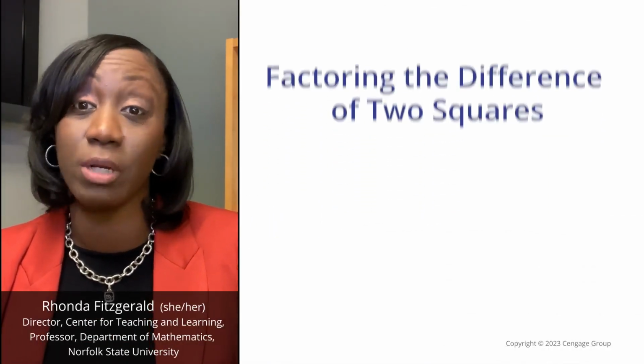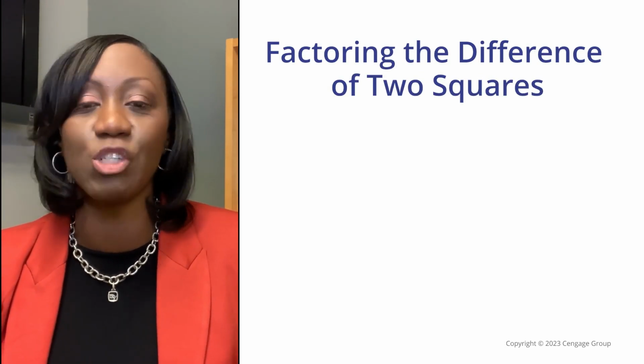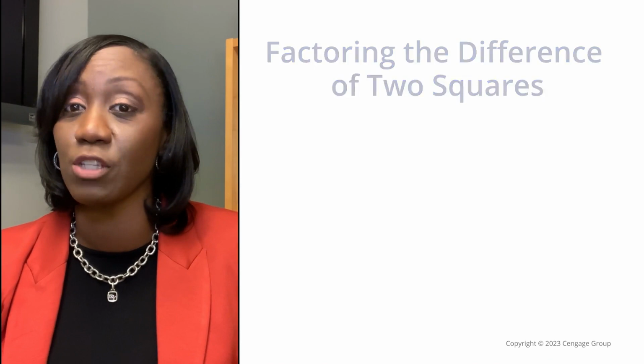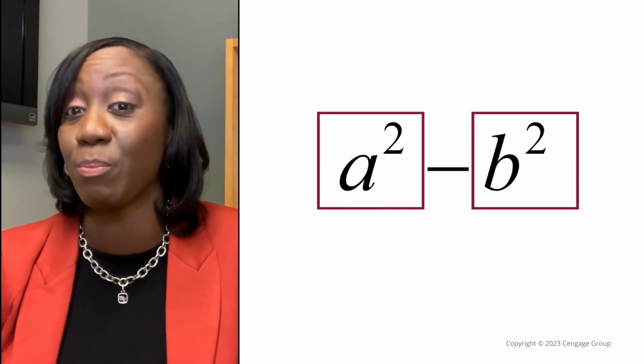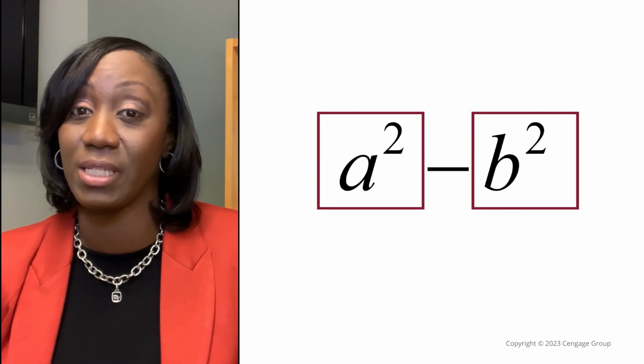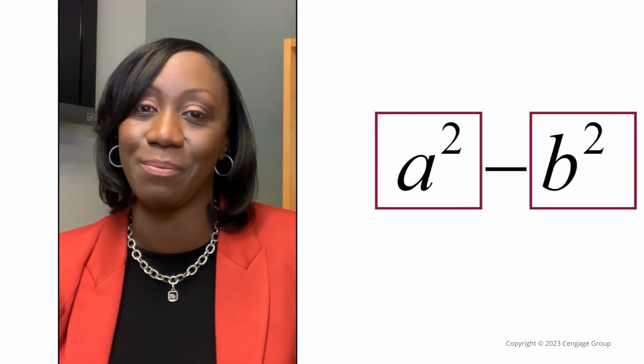Often, when factoring polynomials, you'll come across this expression that is called a difference of two squares. A difference of two squares is one perfect square that is subtracted from another perfect square. This difference can be factored into two binomials using the following identity.